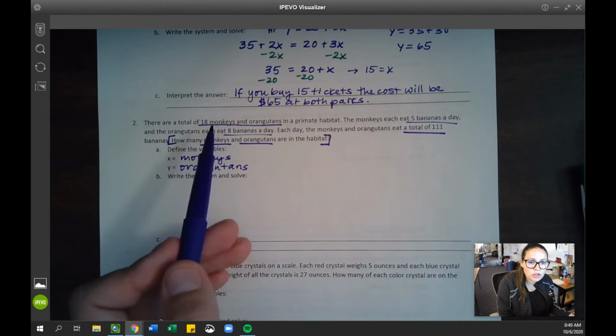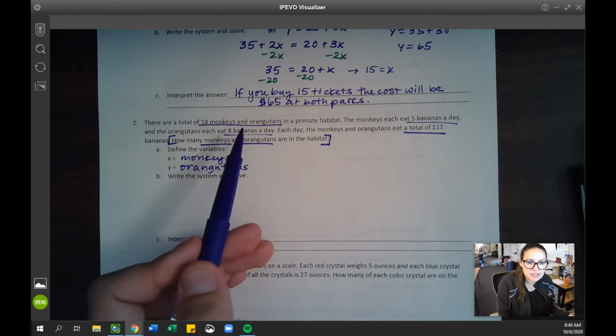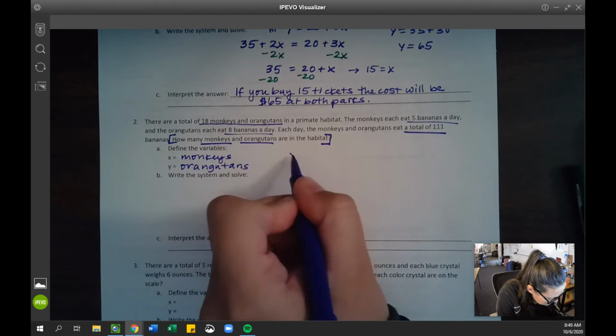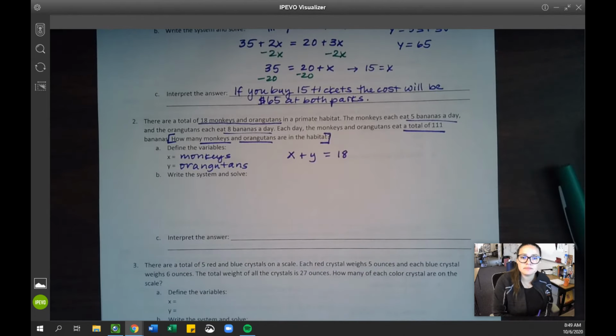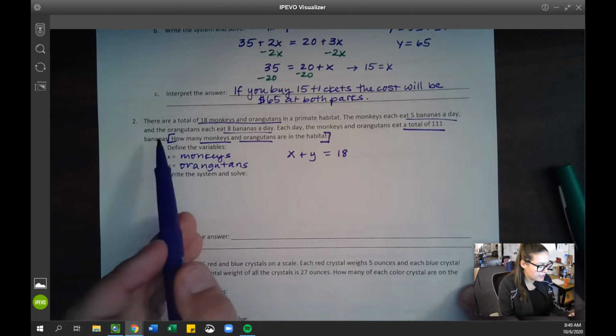Okay, so let's reread this. There are a total of 18 monkeys and orangutans. So that means that X plus Y is 18, because the total of monkeys and orangutans is 18. Monkeys plus orangutans equals 18. I need another equation, and it's going to have to do with the bananas.